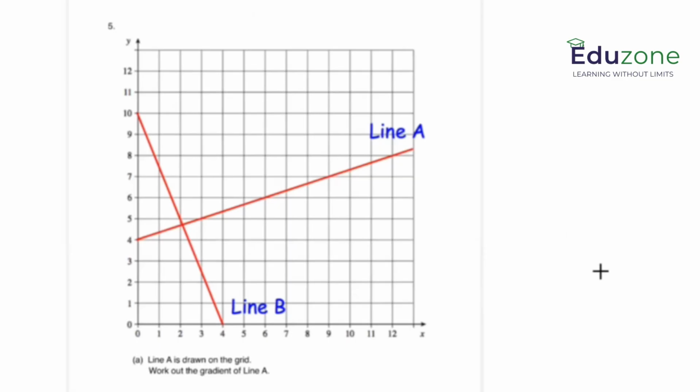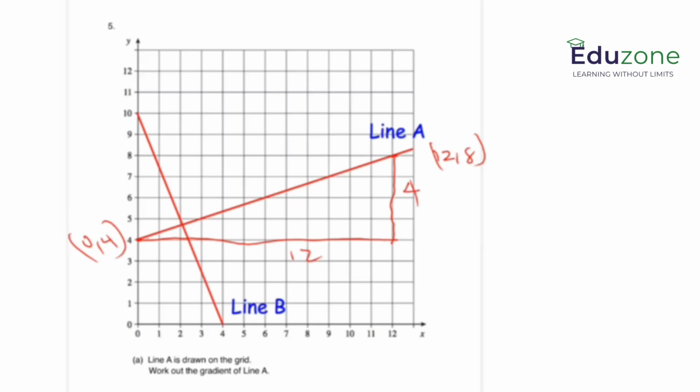So you can get the gradient for line A here and also the gradient for line B. Just locate 2 points on it. Now for line A, I can easily locate these 2 points, so I can join them like that. The coordinate of this point, x is 12, y is 8. So that's 12, 8. And this one, x is 0, y is 4. The distance from here is 12, and from 4 to 8 is 4. So that's 4 over 12, that's 1 over 3.